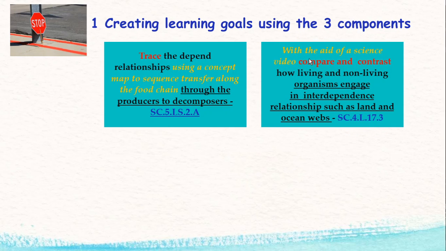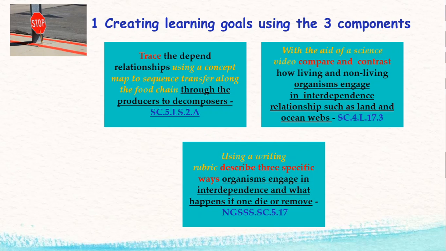My second learning goal, again, follows the same 3 component pattern. Italicized is the condition, the red is the performance, and the underlined portion is the criterion for doing it. The third learning goal again follows the same components, for all three of my learning goals.